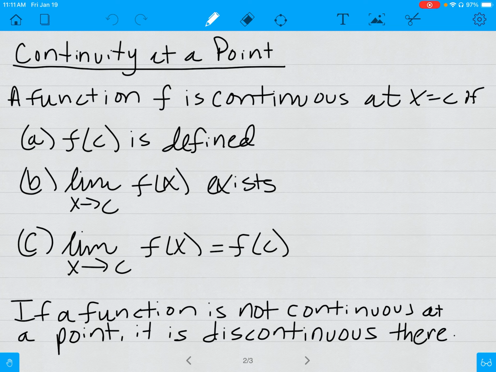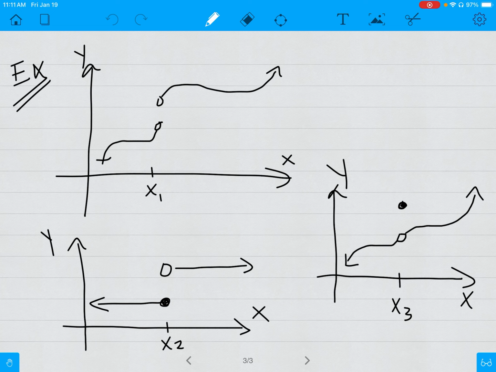If a function is not continuous at a point, the term that we use to describe it is that it is discontinuous there. So at any given point on a graph, a function can either be continuous at that point or discontinuous at that point. And here are a few examples of what this could look like.